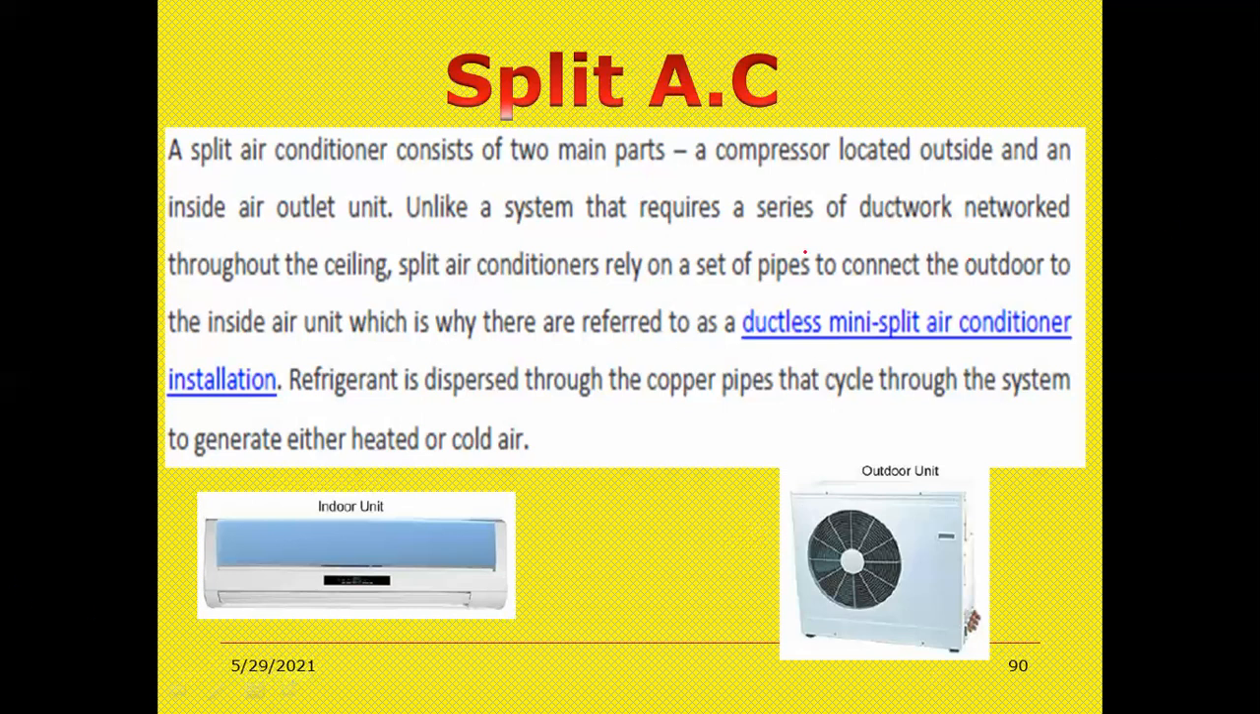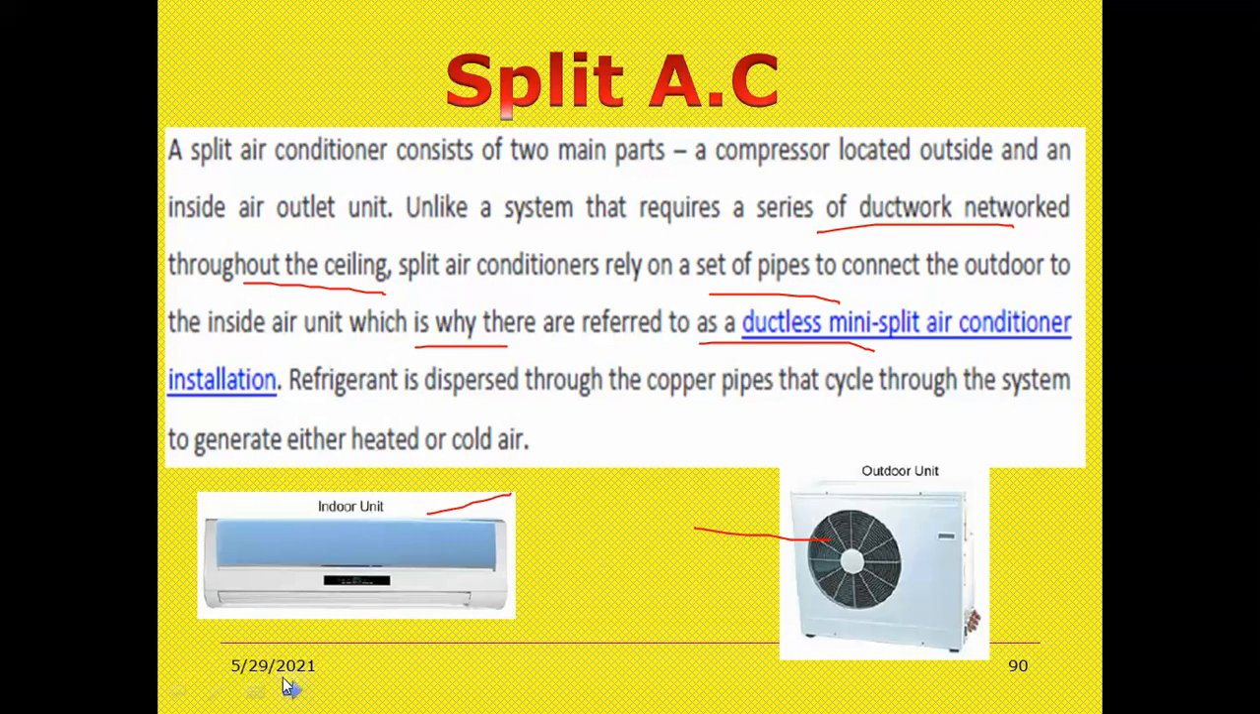Unlike the system that requires a series of ductwork throughout the ceiling, split air conditioners rely on a set of pipes to connect the outdoor to the inside air, which is why they are referred to as a ductless mini split air conditioning installation. Here the refrigerant is dispersed through the copper pipes and cycles through the system to generate either heated or cool air. Understood? So this is a window air system, this is an outdoor air system, where you have an evaporator and a blower, and a fan outside in order to release the hot air.